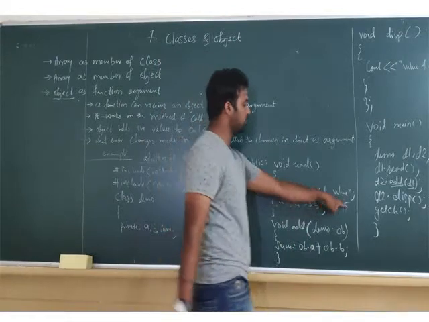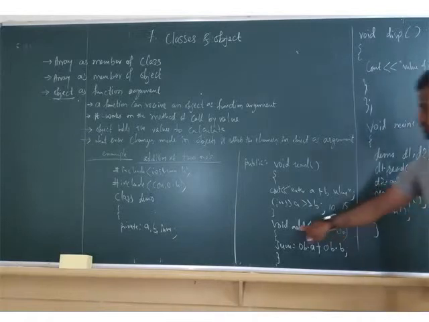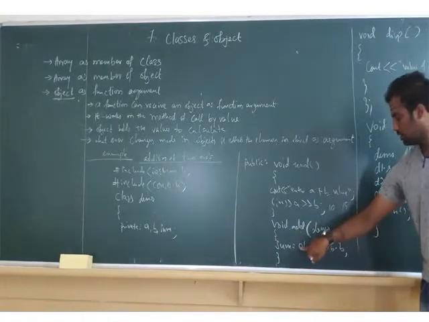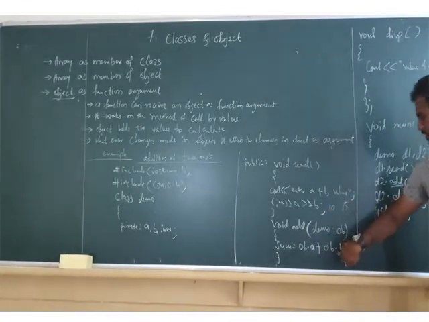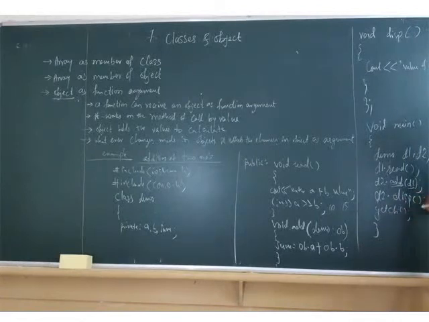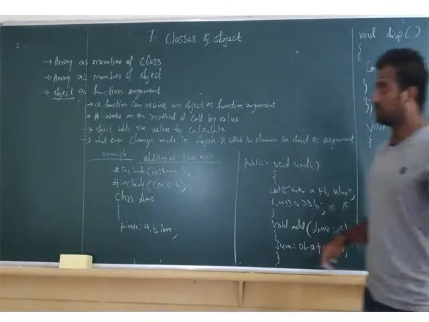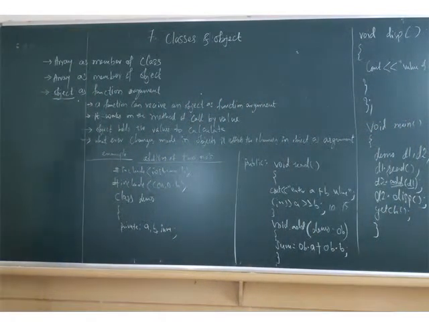And here 10 plus 15, the value it will show is 25. Here d2 dot add, the add function will execute. Object in A value is 10, B value is 15. 10 plus 15, 25. 25 will be displayed. This is the topic of object as a function argument.